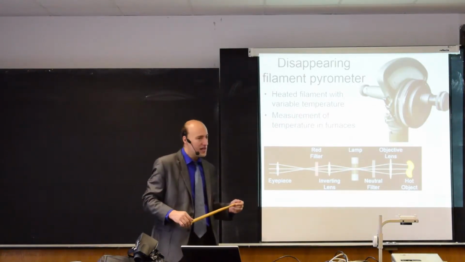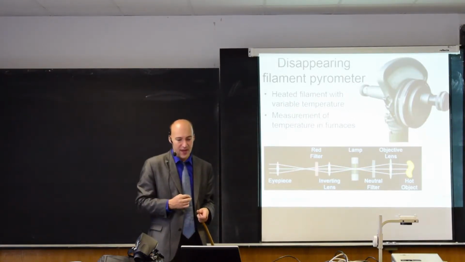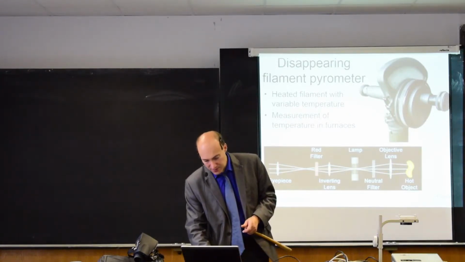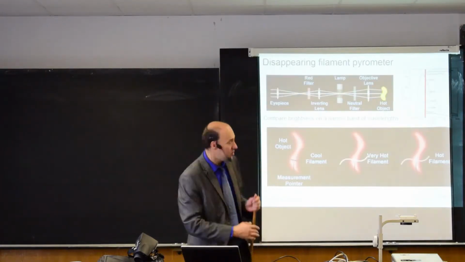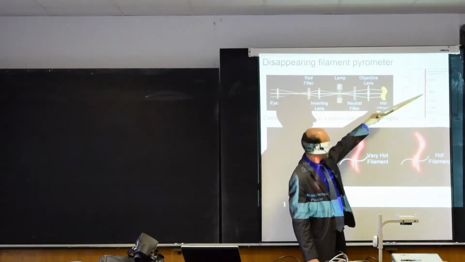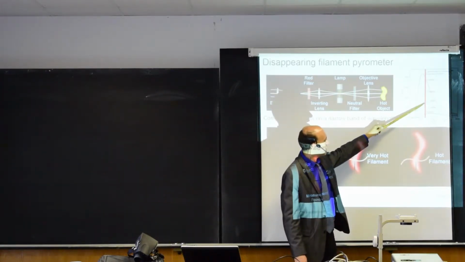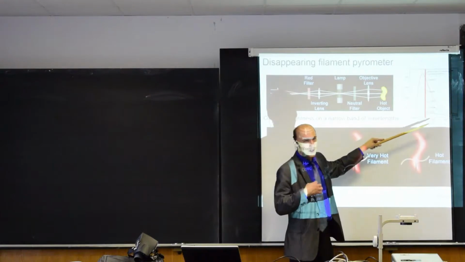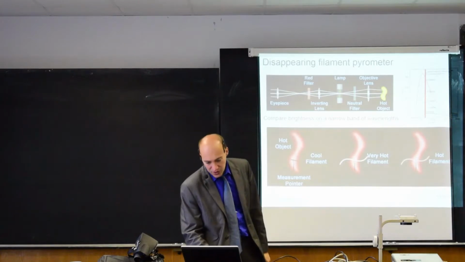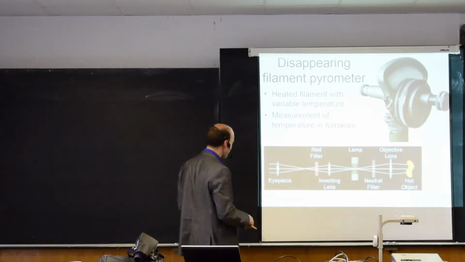We know that the amount of radiation that we receive corresponds to temperature. And if you look at Planck's law, which is shown again here, then if I look at a single wavelength, let's say 650 nanometers, and I look at the intensity of the radiation, then I can relate that to temperature. So the principle of the disappearing filament pyrometer is the following.